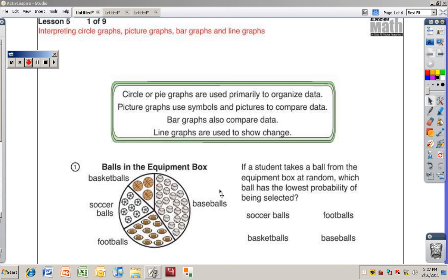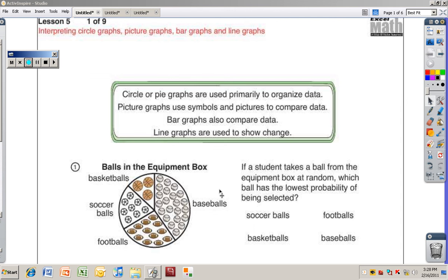Fifth grade Excel, lesson 5. Interpreting circle graphs, picture graphs, bar graphs, and line graphs. So we're going to be looking at a bunch of different kinds of graphs today. You need to understand which graph is which and why you would use each graph. Why do we have different types of graphs?